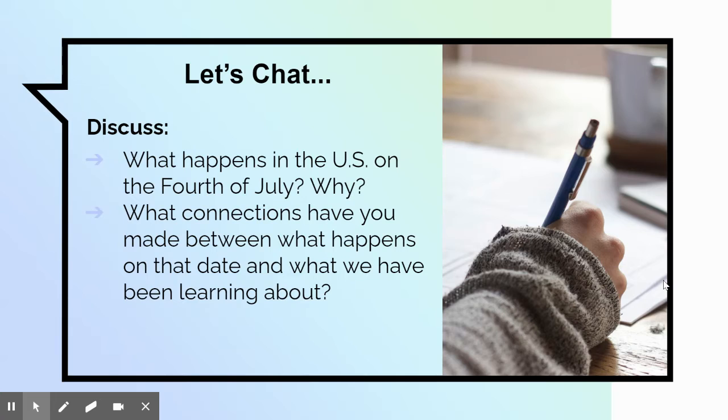What happens in the United States on the 4th of July and why? And what connections have you made between what happens on that date and what we've been learning about? Think about the answers to those questions. We celebrate the 4th of July, right? Because on July 4th, 1776, we celebrate our freedom as a nation from Great Britain and the signing of the Declaration of Independence. And those are all the things we've been learning about in Units 1 and 2 so far of Module 3.